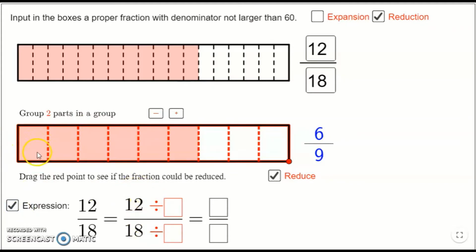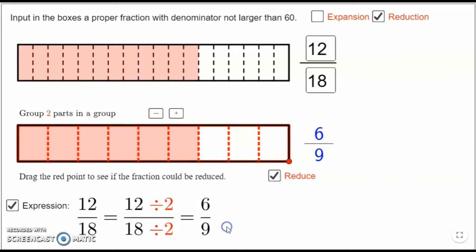We can write it in maths language by dividing the top and the bottom. Here these numbers are getting smaller, so we're dividing by 2 on both the top and the bottom. If you think about this, we're really dividing by 2 over 2. And 2 divided by 2 is 1. We can divide any number by 1, and we don't change the size of it. We do, however, change how it looks.